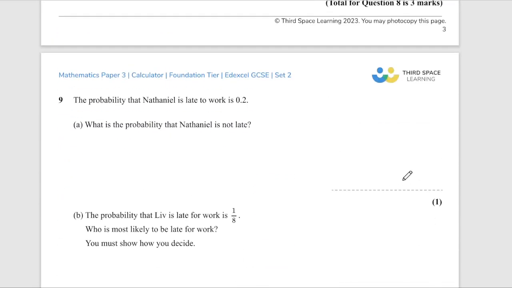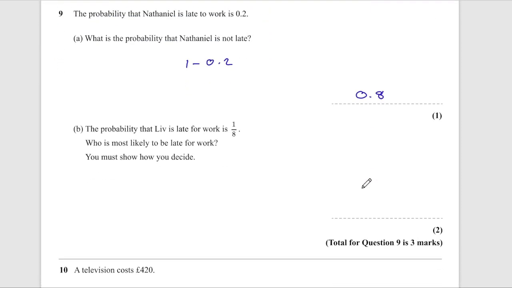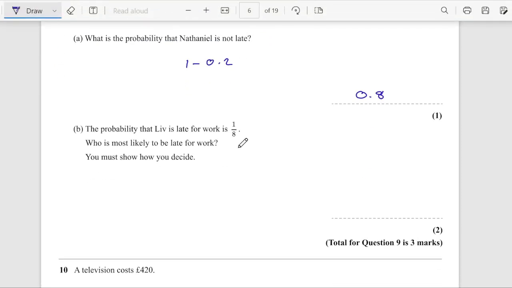Right, question 9. The probability that Nathaniel is late to work is 0.2. What is the probability that he is not late to work? Well, the probability of him being late or not being late needs to add up to 1. So the probability of him not being late is going to be 1 minus 0.2, which gives me 0.8. The probability that Liv is late for work is 1/8. Who is most likely to be late for work?